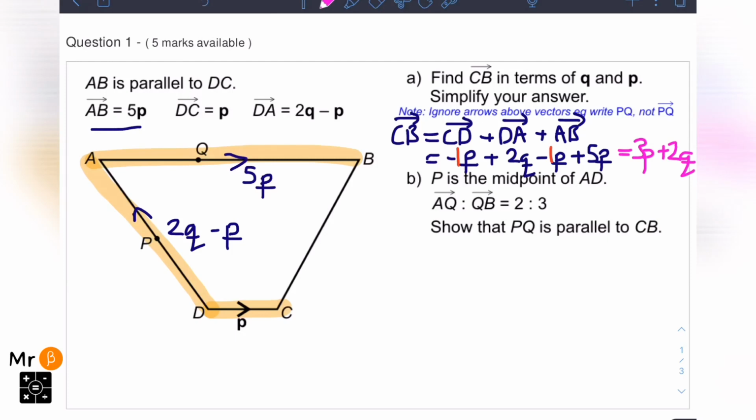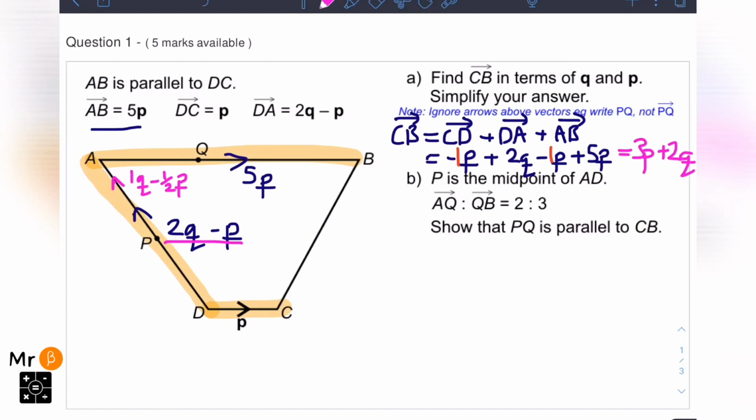Part B, it tells you that P is the midpoint of AD. So we know that from P to A is exactly half of this amount. So we know P to A is 1q minus 1/2 p, because P was the midpoint of that vector.